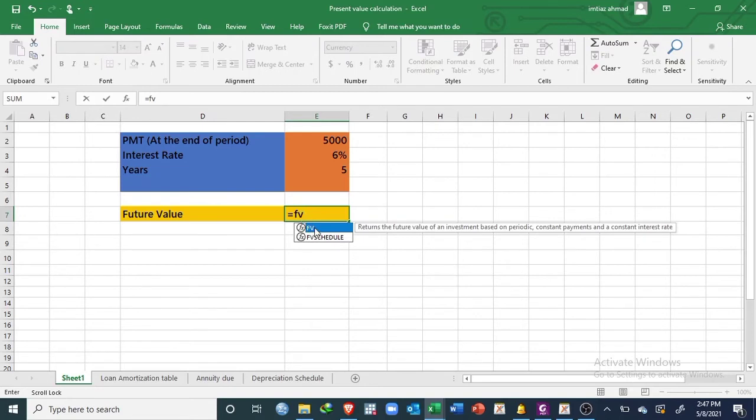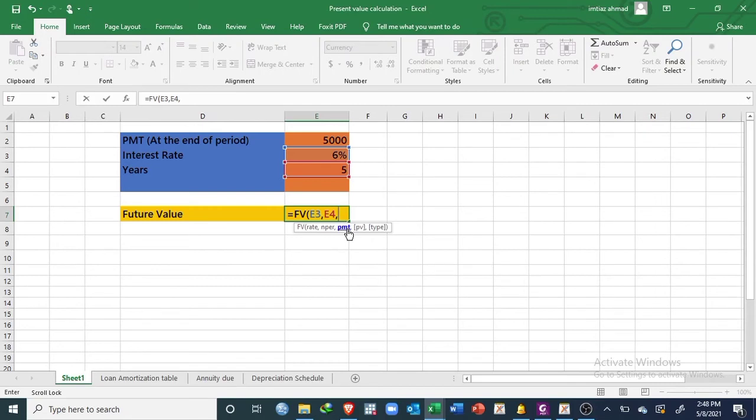Double click on the blue color link. Then fill the required information. First of all, select the rate, that is 6%. Put the comma. Then number of years, that are again 5 years. Put the comma. Then fill the PMT.